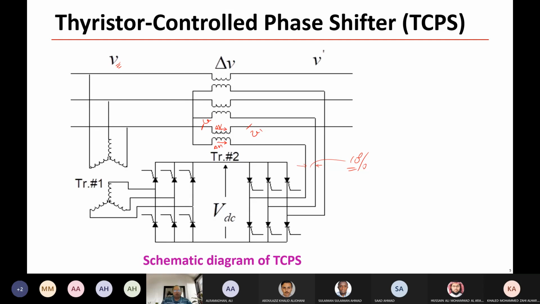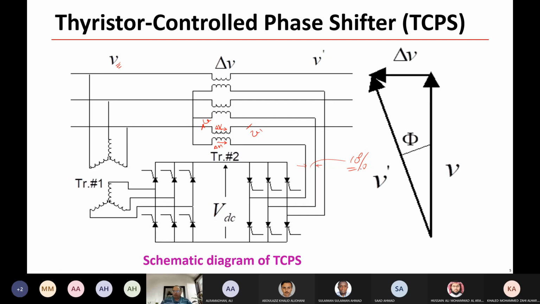And if you control the magnitude of this delta V, then you can control the phase, since delta V will be injected in quadrature to this voltage. So the phasor diagram is given here. This is V, and this is delta V, and this is V prime. Delta V is very small compared to V, like 5%, up to 10% of V. This is why the magnitude of V prime is approximately equal to V.